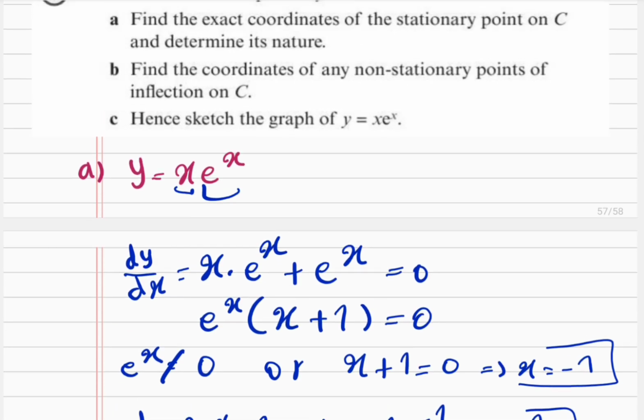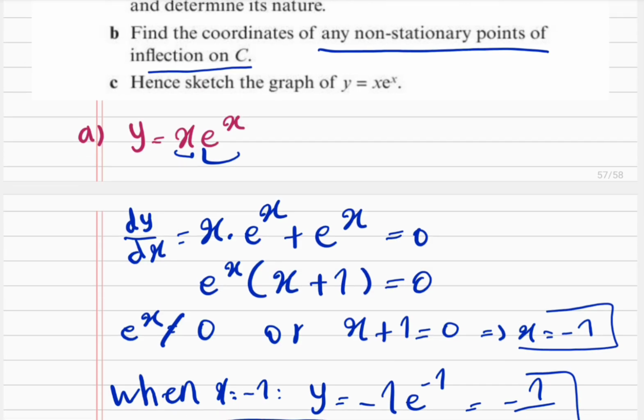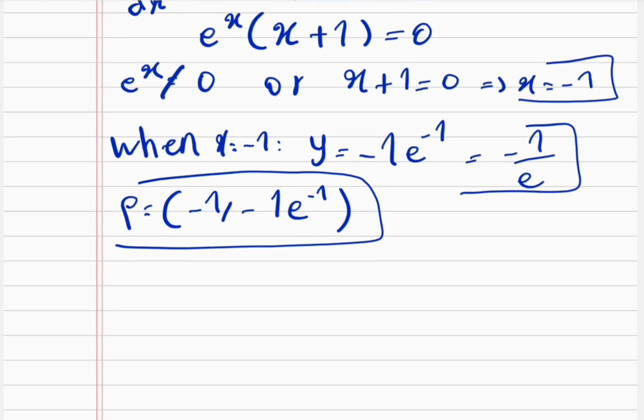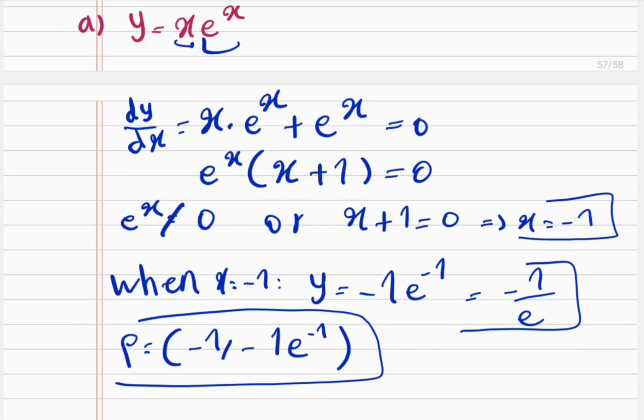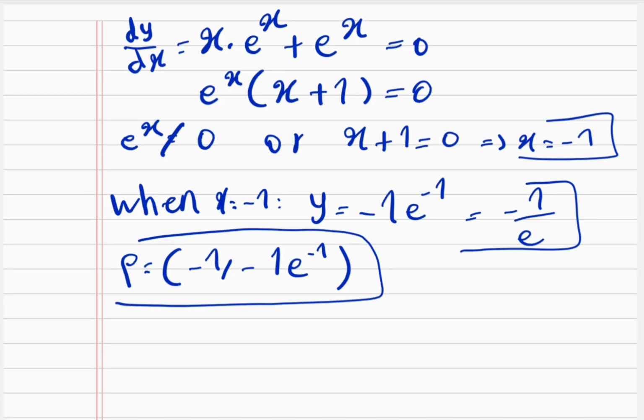Now in part B, we need to find the coordinates of any non-stationary points of inflection on C. So the question might sound a bit confusing, but it just means find the points of inflection and choose the one that is not the stationary point. So that's what it's basically asking. So let's find the point of inflection first. And in order to do so, we need to find a second derivative.